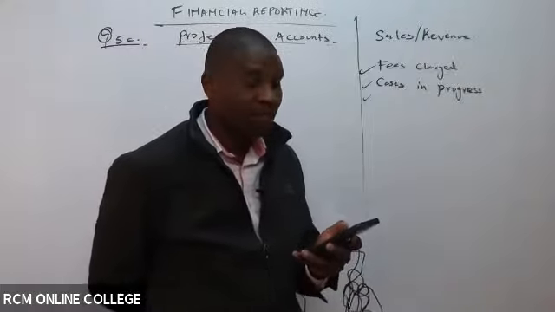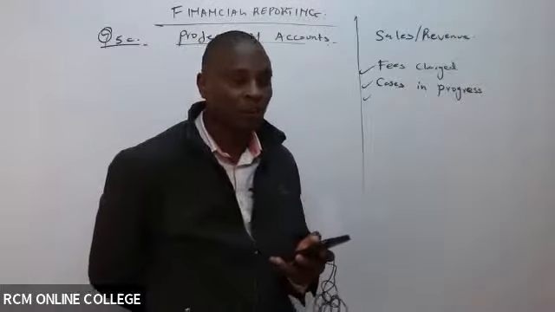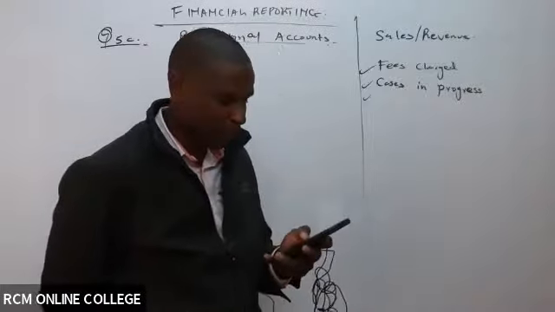Then we have furniture, fittings, and library books. Still, that is a non-current asset, a balance sheet item.